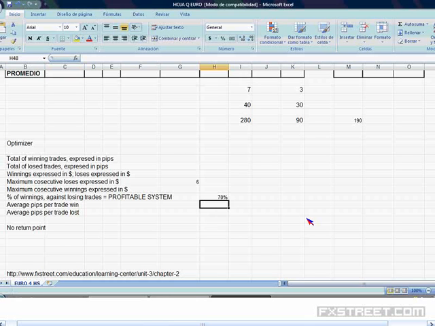I do say that above 70%, any system will be profitable if the stop loss is accordingly to the limit order, okay? And the average pips per trade win and per trade loss is what I was saying, where it will help me to set where I will place my limit or my stop loss. If I'm a bit conservative, I will choose the minimum of both columns and I will be okay, okay?